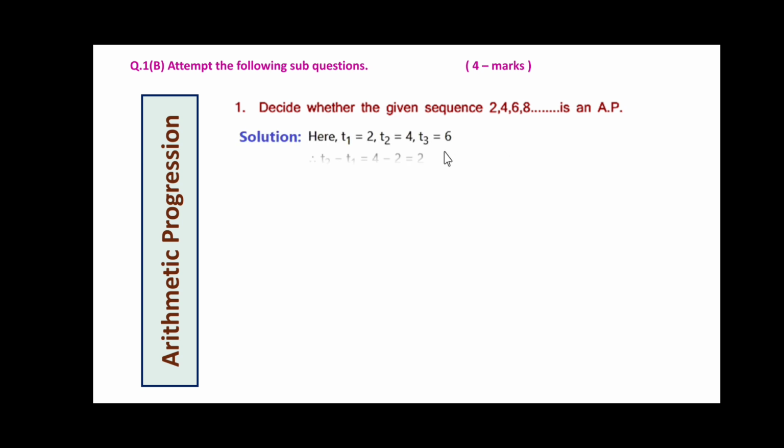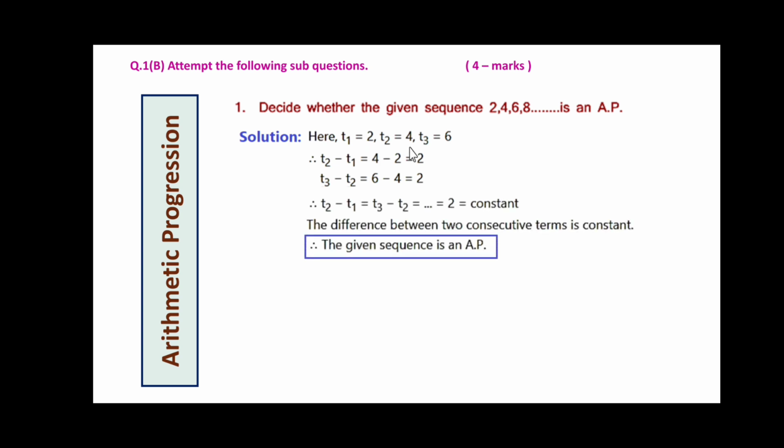In this topic, the first sub question will be: decide whether the given sequence 2, 4, 6 and 8 is an arithmetic progression AP. Friends, here T1 is 2, T2 is 4, T3 is 6. The difference between the consecutive terms, T2 minus T1, will be 4 minus 2, which is 2. T3 minus T2, that is 6 minus 4, which is 2. From these two, we know that T2 minus T1 is equal to T3 minus T2 and so on, that is equal to 2, a constant. So the difference between two consecutive terms here is constant, therefore the given sequence is an AP.